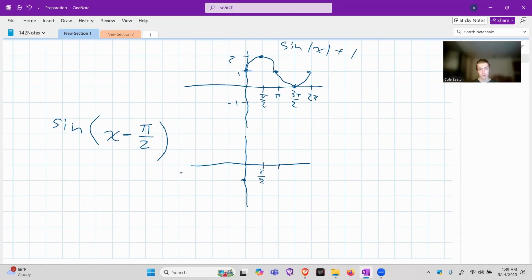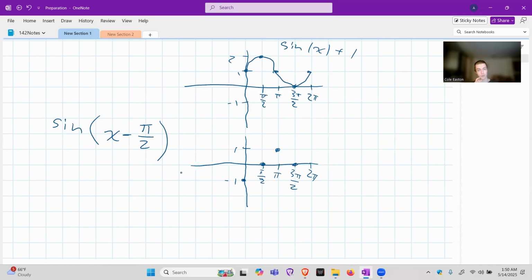Let's label the axis here, 3 pi over 2, 2 pi, 1, -1. Okay, so we have this. We plug in pi over 2 for x, and then we end up with sine of 0. Sine of 0 we said is 0. Now we're plugging in pi, so it's sine of pi minus pi over 2. That's sine of pi over 2, which is 1. 3 pi over 2. So now we have sine of 3 pi over 2 minus pi over 2. That's sine of 2 pi over 2, which is sine of pi, which is 0.